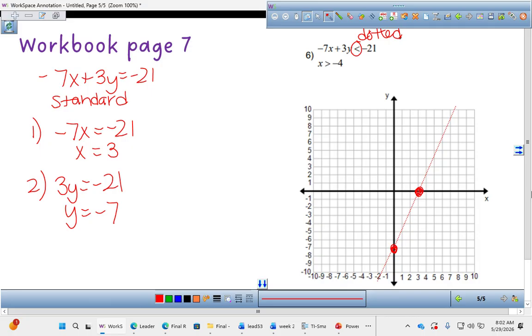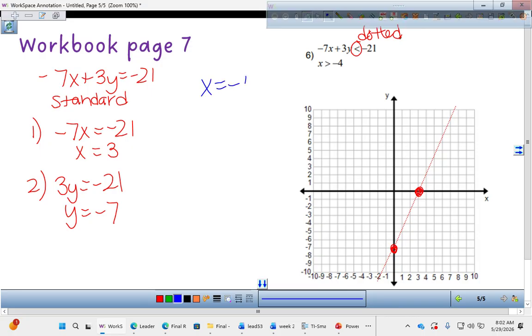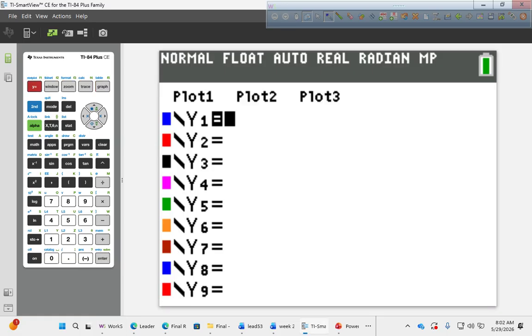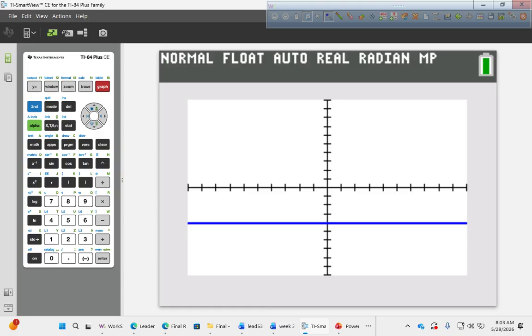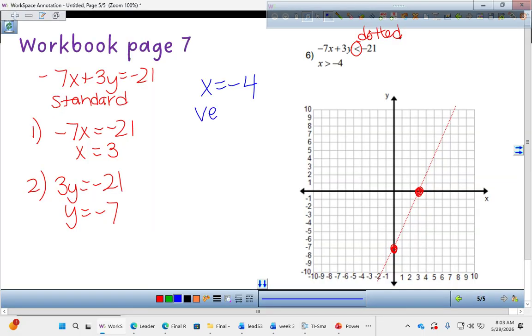For the next one, I'm going to graph the line x equals negative 4. Well, x equals negative 4 is not something I can type into my calculator. Y equals negative 4 looks like this. So x equals negative 4 goes the other way, which is up and down. X equals lines are vertical lines.